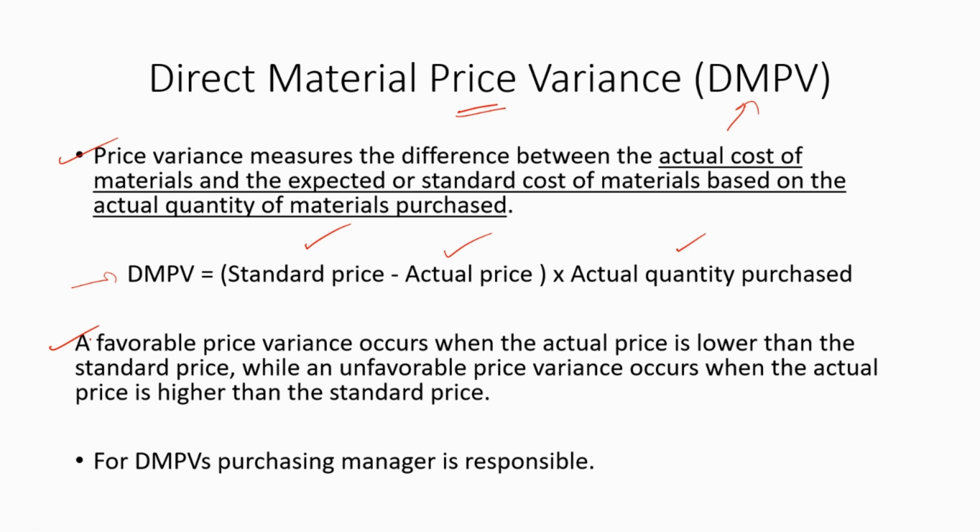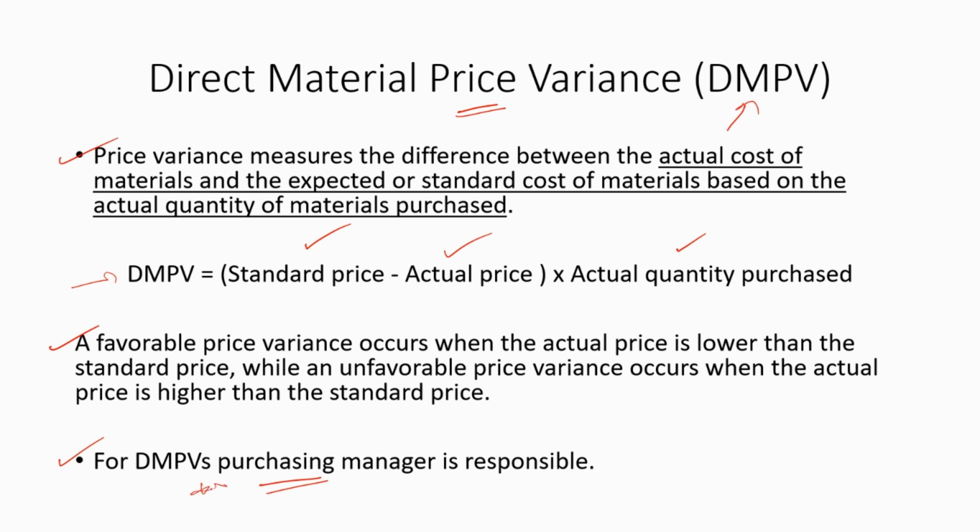A favorable price variance occurs when the actual price is lower than the standard price, while an unfavorable price variance occurs when the actual price is higher than the standard price. For direct material price variances, the purchasing manager is responsible because the purchasing manager is the individual who is responsible for the purchasing of raw materials for the organization.